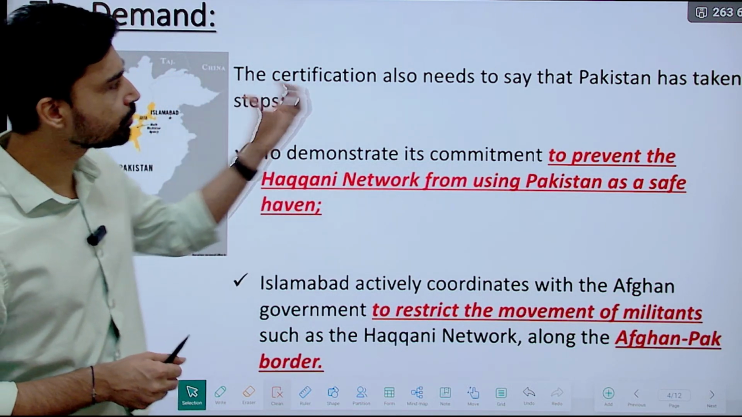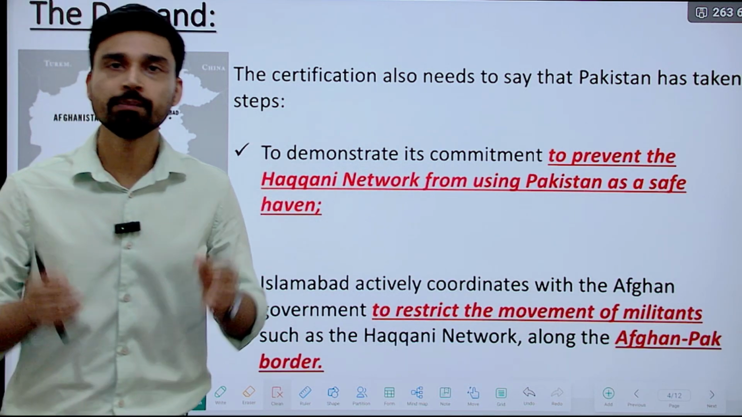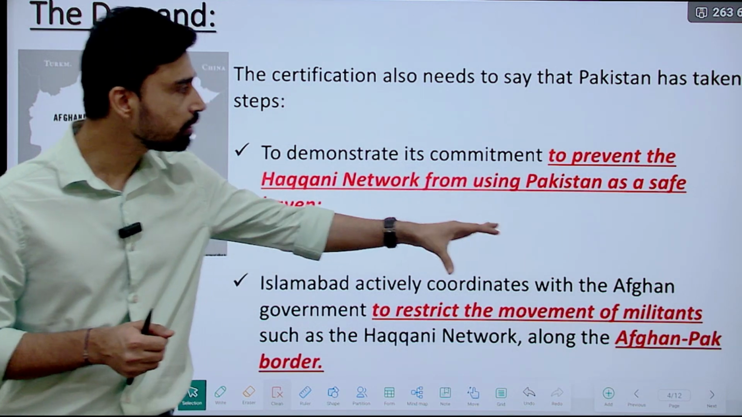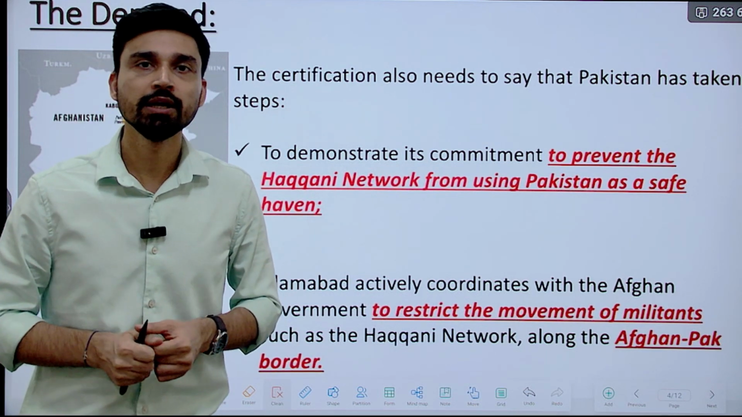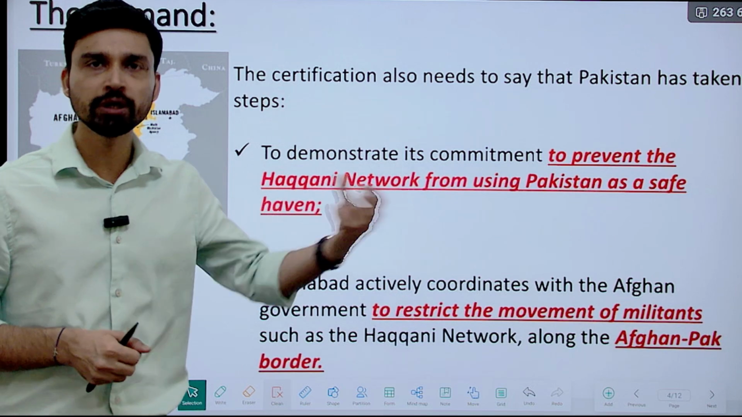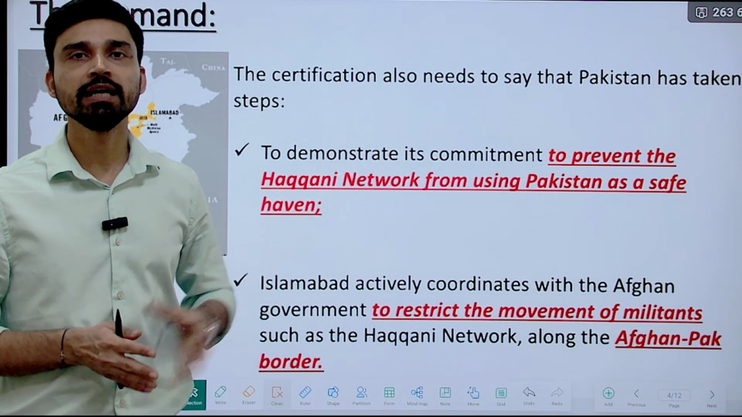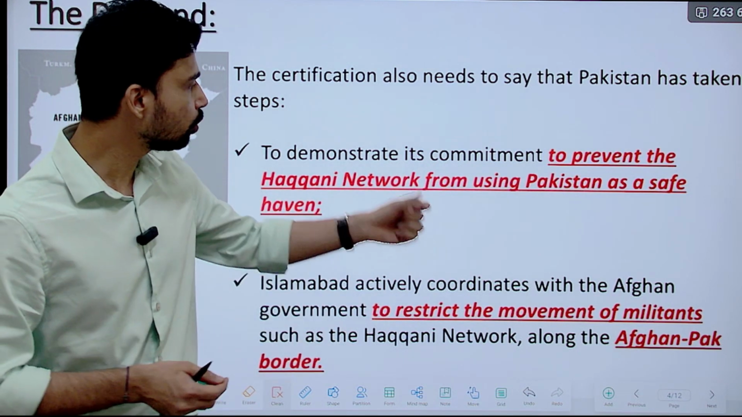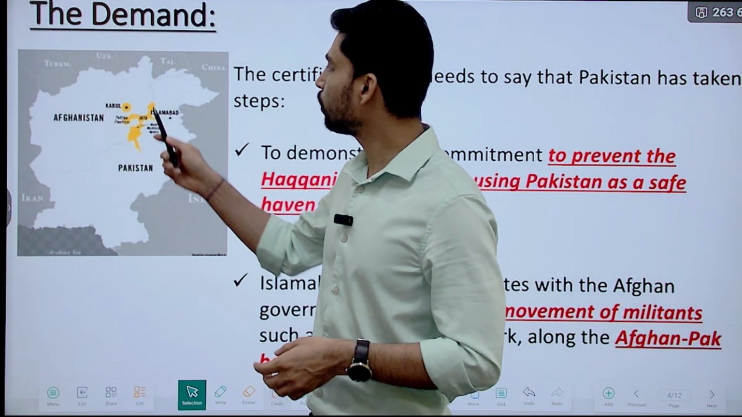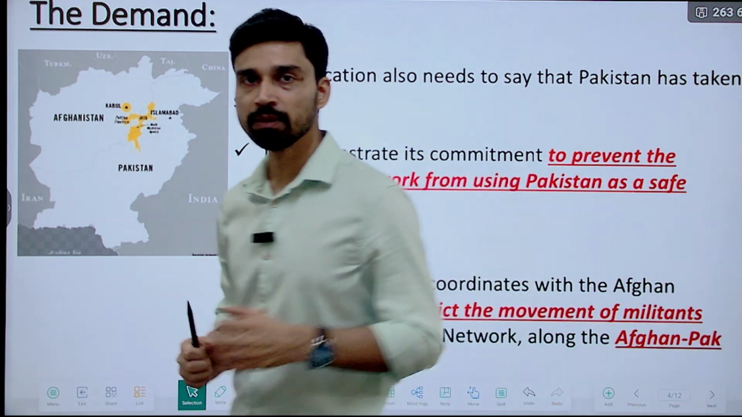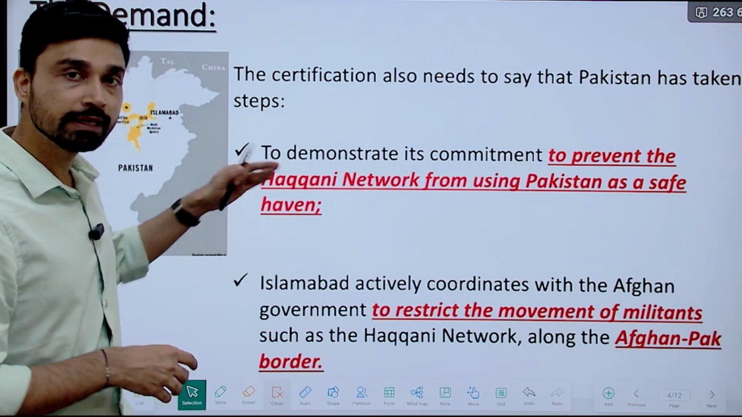The certificate also needs to say that Pakistan has taken steps. What are those steps? First, that it has demonstrated its commitment to prevent the Haqqani network from using Pakistan as a safe haven. Because during the time when the US-supported government was in power in Afghanistan, the US was continuously conducting operations against the Haqqani network with the help of the Afghan government. And whenever the pressure increased, they used to cross the Pak-Afghan border and enjoy refuge in Pakistani territory. This is something the Haqqani network is still engaged in, so against that, Pakistan also has to take a decision.